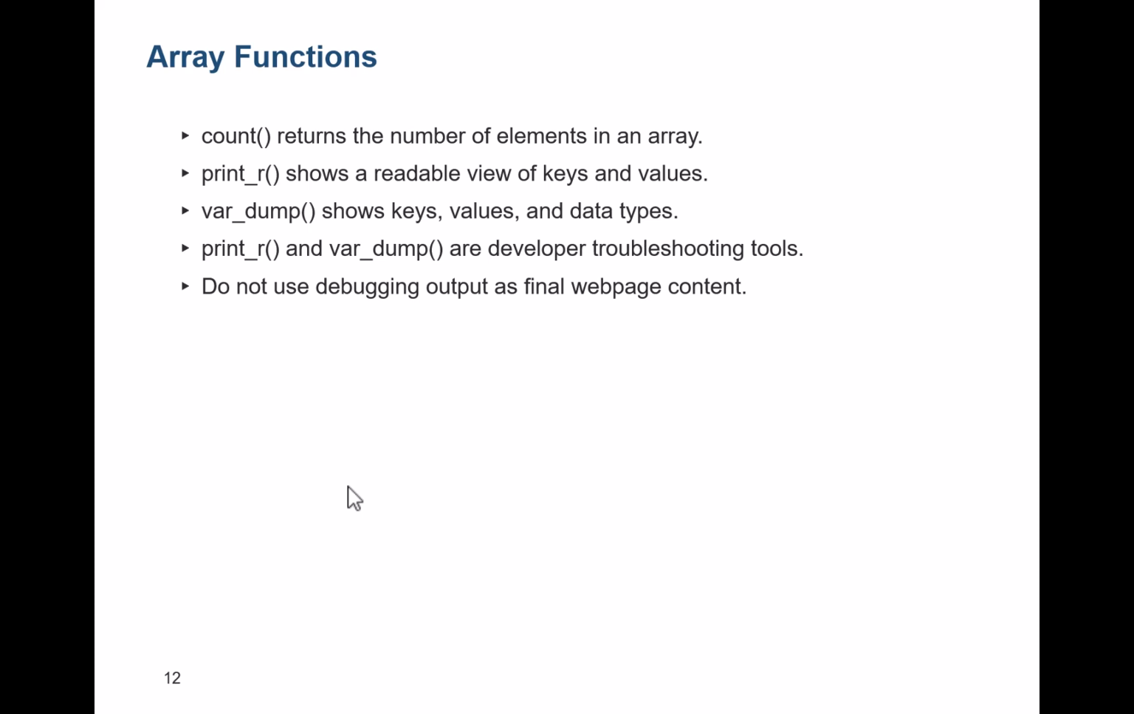The var_dump function displays more detailed information. It shows the data type and value of each element. For strings, it also reports the number of bytes. The print_r and var_dump functions are troubleshooting tools for developers. Think of them as a way to look inside a variable while testing a program. They should not normally be used as the final output shown to visitors.